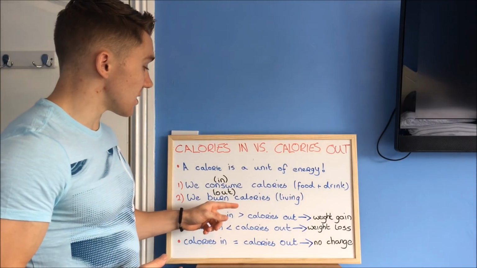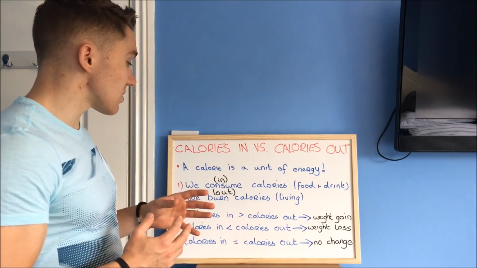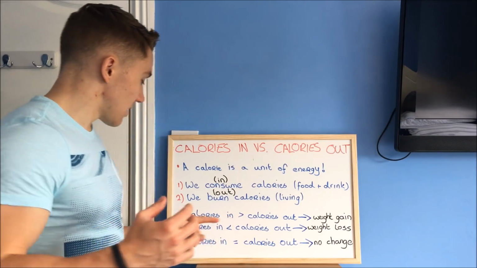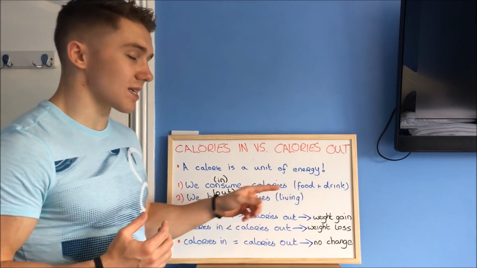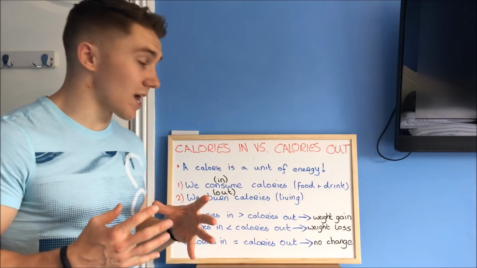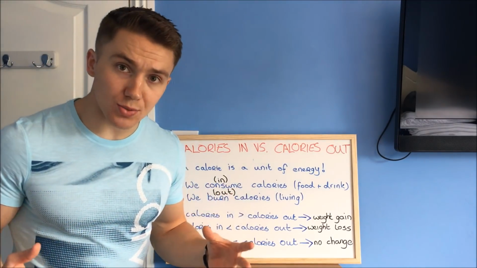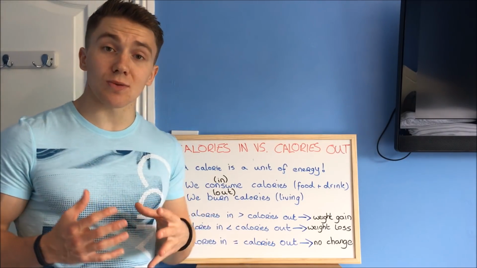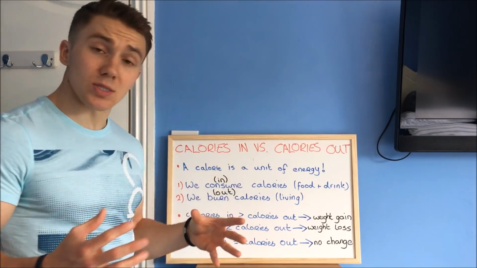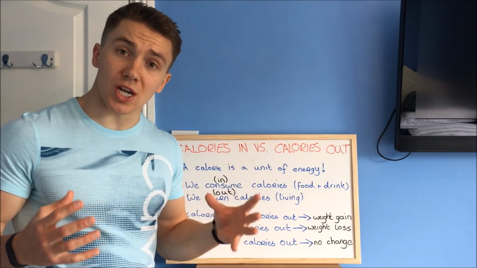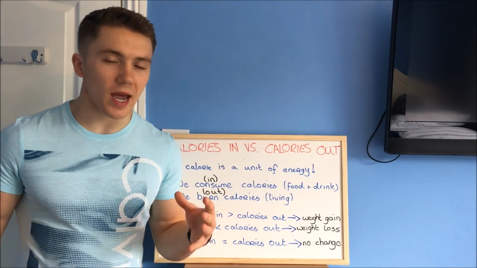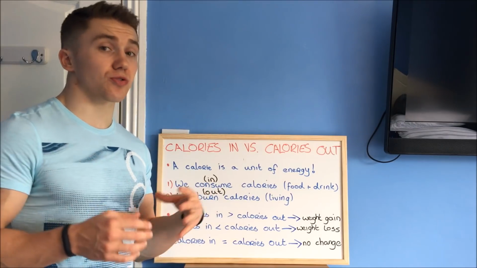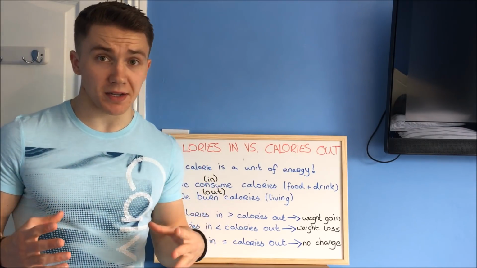So if calories in is greater than calories out, so if we consume more calories than we burn, we are going to gain weight. Next, if calories in is less than calories out, so if we consume less calories than we burn, we're going to lose weight. And lastly, if calories in and calories out are the same, there's going to be no change in our weight. So if you're following everything I've said so far, you already have a very good understanding of how to create a diet aimed at manipulating your weight.